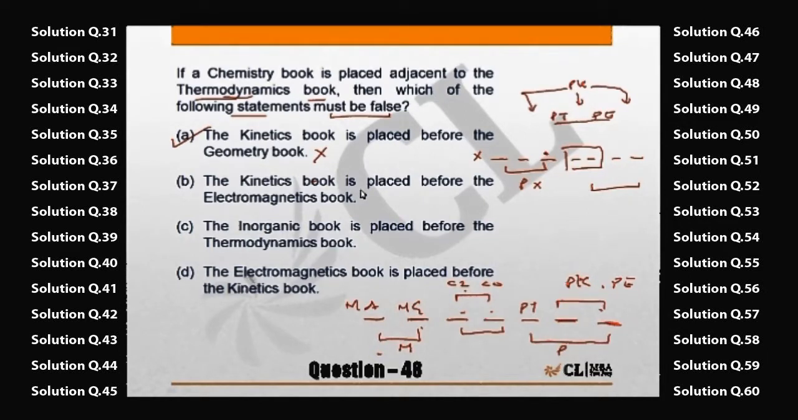Kinetic book is placed before the electromagnetic book. Kinetic book could be, because these two positions are interchangeable for these two. So this is possible in one case, and in one case it is not. So this must be false, cannot be said. This can be false, so this cannot be the answer. This is correct in a particular case.